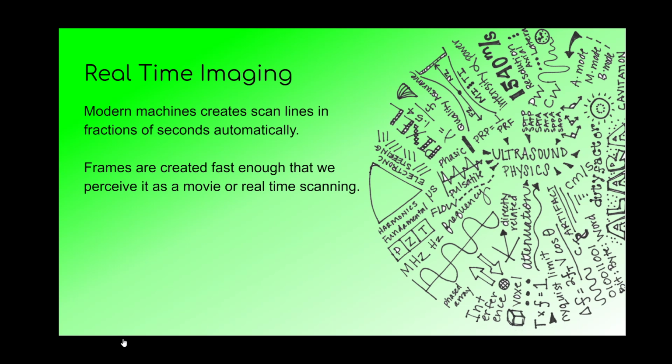So now our modern machines fire off a pulse, steer the beam a little bit, fire another pulse, steer the beam a little bit, fire another pulse, and all those pulses get created into one picture. And because those pictures get refreshed so quickly, our brain thinks that we're seeing things in real time. That's what gives us the perception of having a movie or real life or real time imaging.